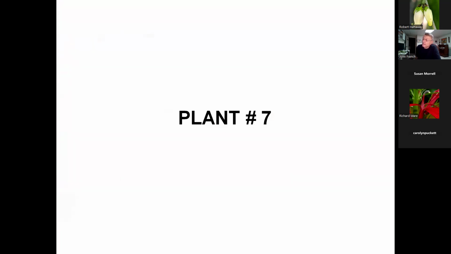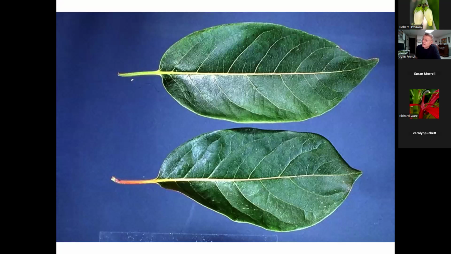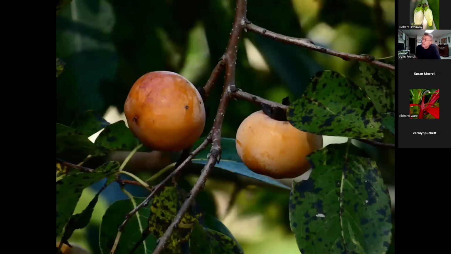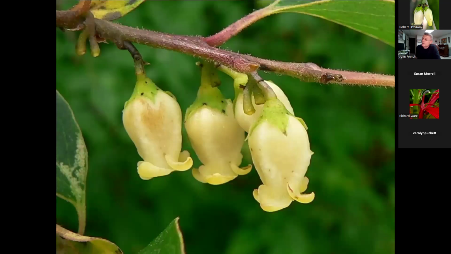Anyway, number 7. We have leaves and a little old green fruit, which gives it away. Almost mature fruit, and then we have leaves here showing the dark spots on the leaves that we just read about in the key. Yep. And then we have, Bobby says this is a male flower.